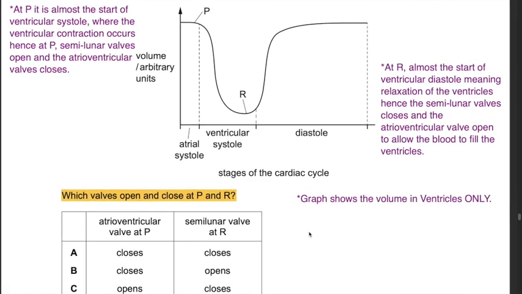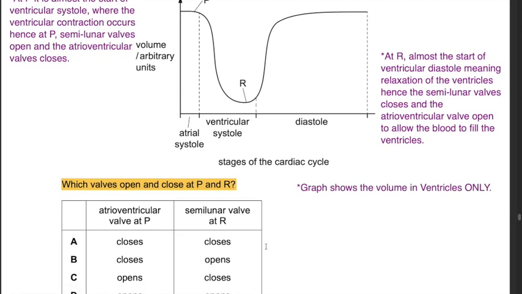So at P, the atrioventricular valve should close, leaving us with the answer being either A or B. Let's look at R. At R, almost it is the start of the ventricular diastole, meaning relaxation of the ventricles. As I mentioned, diastole means relaxation. So if the ventricles are being relaxed, then the semilunar valves close and the atrioventricular valves open to allow the blood to enter the ventricles. Therefore at R, does the semilunar valve close or open? The semilunar valve closes. Hence the answer over here is answer A. Atrioventricular valve at P closes, semilunar valve at R also closes.